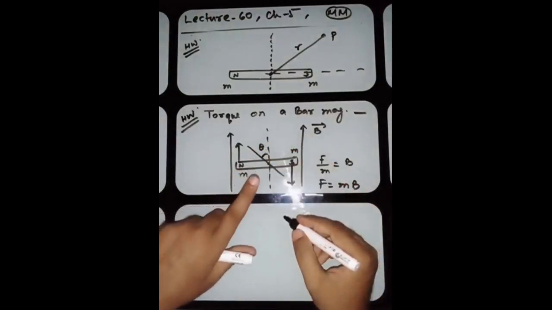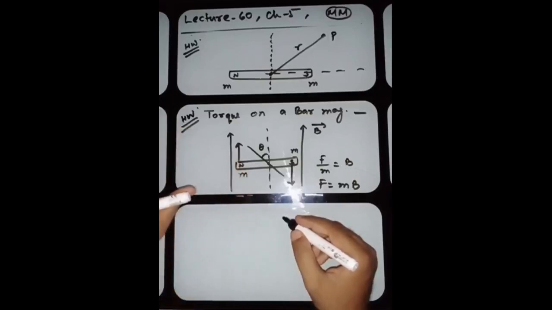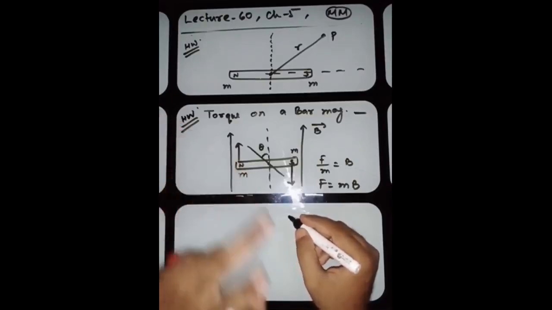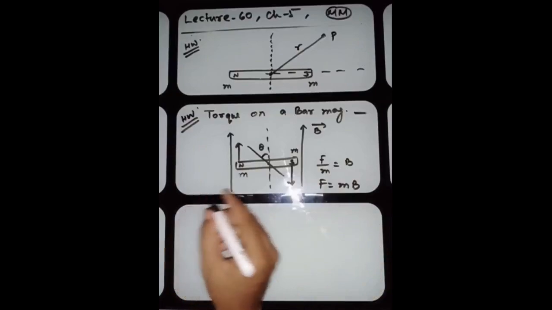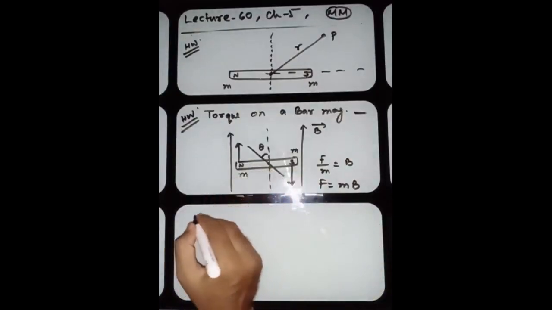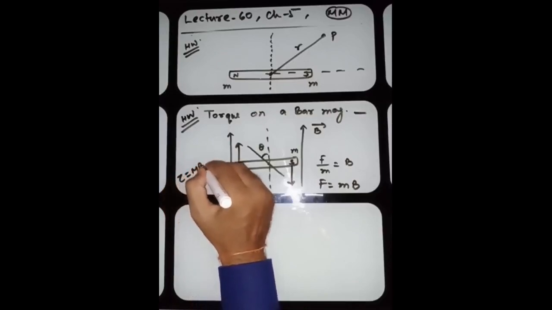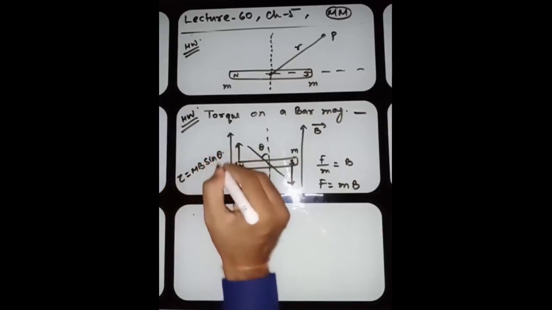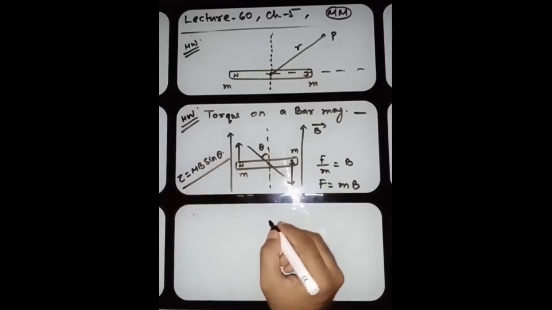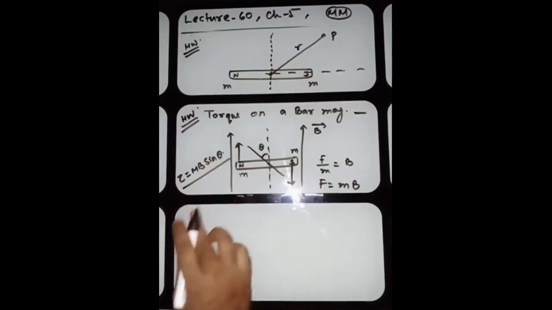and then you will find the torque using the concept of electrostatics that I have explained already. Now, you will find the result of this torque. I am writing the result. Tau equals MB sine theta. You will get this answer. Now the next homework.